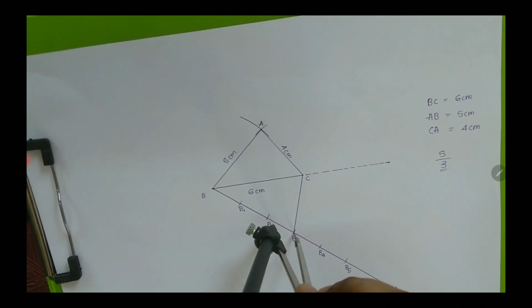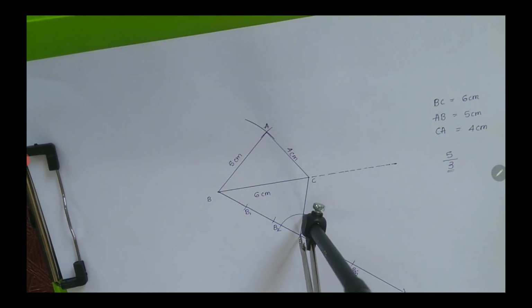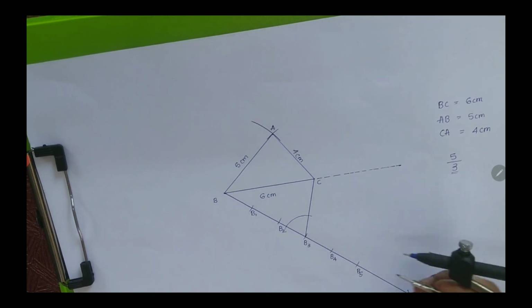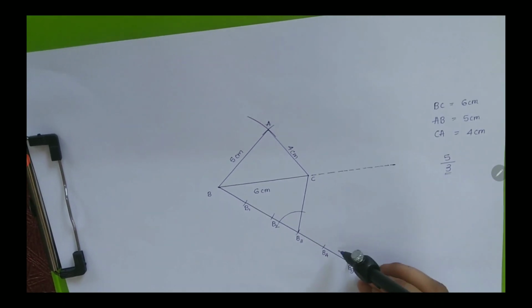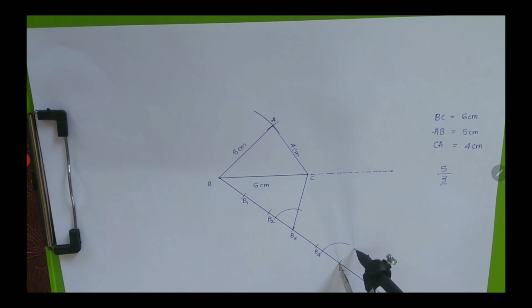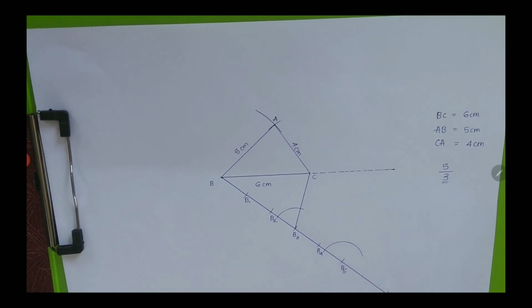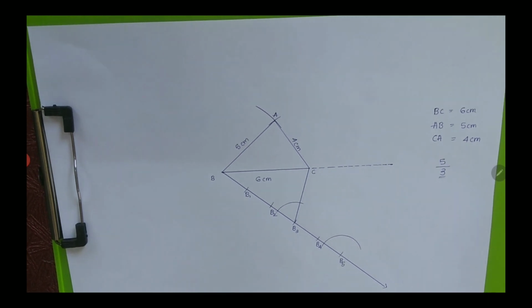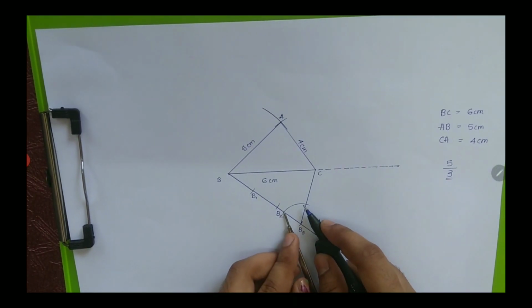Now you must draw the parallel line to this line. So with B3 as a center, draw an arc, and with the same radius, draw an arc with B5 as a center. You have to draw the parallel line from the point B5, and you must get the angle here.